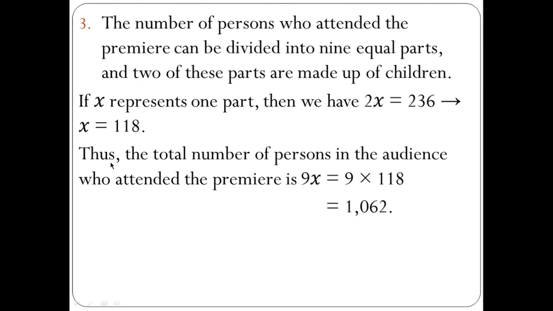Okay, so thus, the total number of persons in the audience who attended the premiere is 9x. Okay, so ito 9 equal parts. So 9x equals 9 times 115. Okay, so i-multiply lang natin yan, class. We have 1,062 persons. Okay, so this is the total number of persons who attended the premiere.